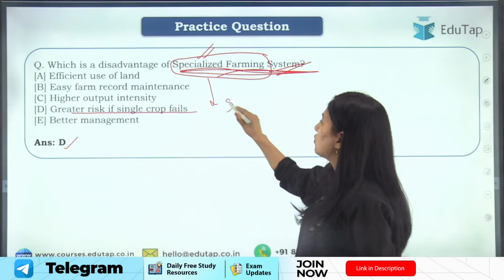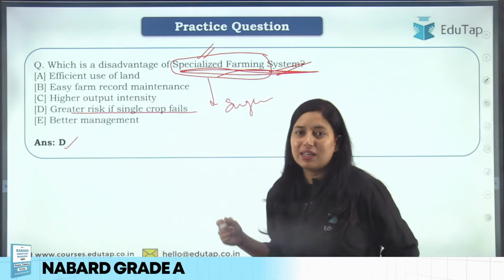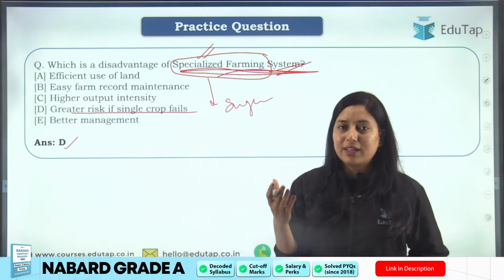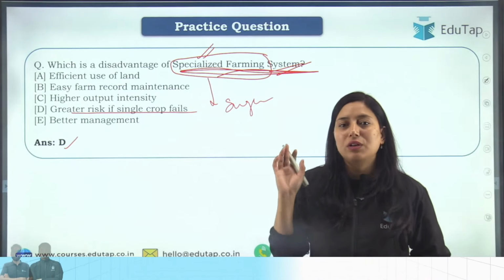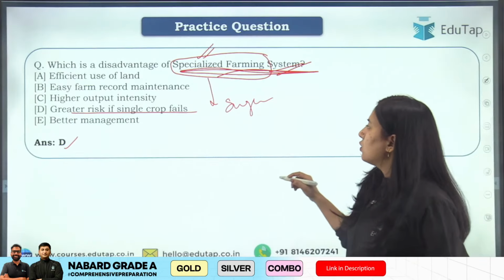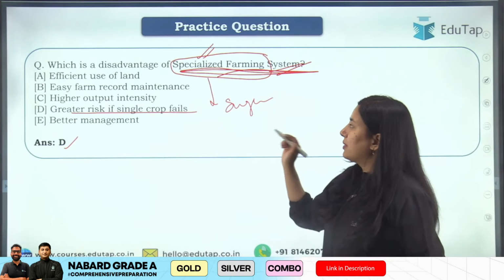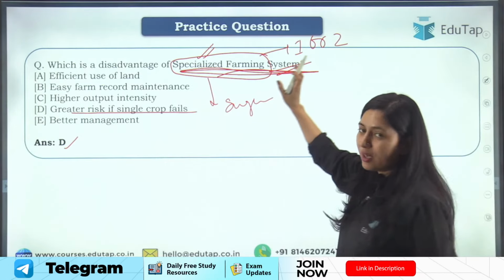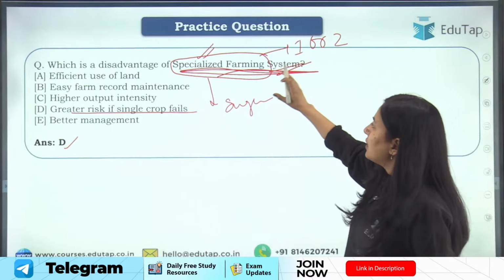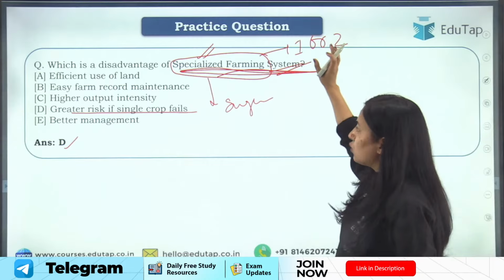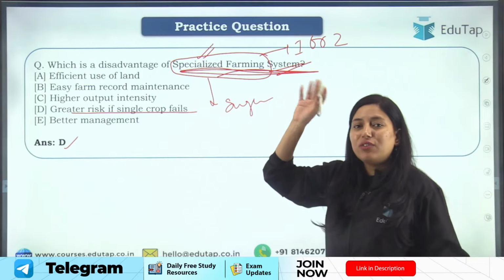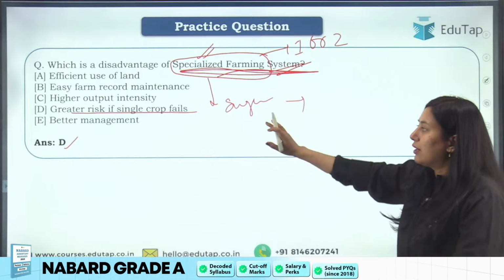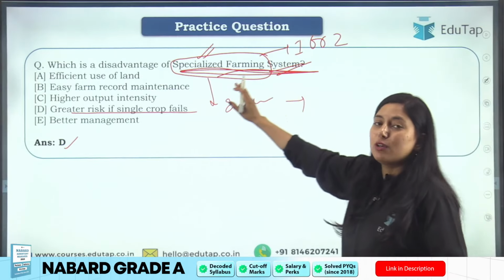ठीक है, जैसे कि आपने देखा होगा sugarcane farmers. Okay, you will see if a farmer is growing sugarcane, that particular farmer is specialized in growing sugarcane. That's why year after year it is taking only one crop, that is sugarcane, right? So this is called specialized farming system, where only one or two crops are taken at a time. Okay, one or two crops are taken and farmer are specialized in growing those one and two crops.